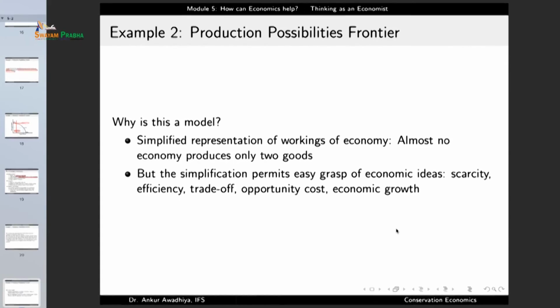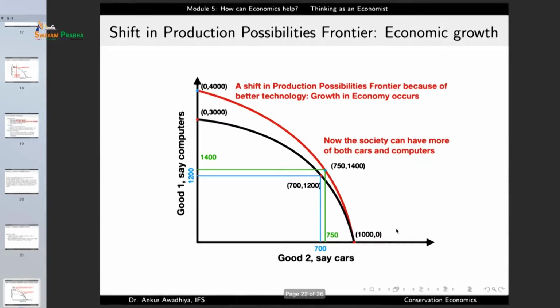Similarly, not all factors of production can be equally deployed in making of these two items. But then this is another simplification that we have made. But these simplifications permit an easy grasp of economic ideas of scarcity, efficiency, trade-off, opportunity cost, and economic growth. How economic growth? Suppose there is the availability of a better technology. And so the economy, in place of making 3,000 computers, can now make 4,000 computers.